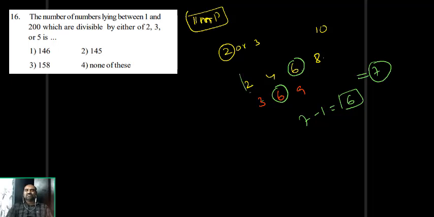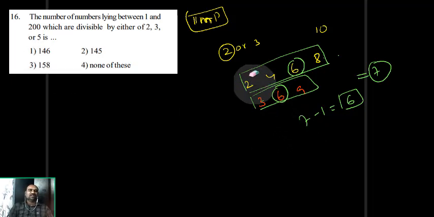Most of the students, what will they do? First of all, they will find the number of numbers which are divisible by 2, and the number of numbers which are divisible by 3. After that they will add all these numbers. But what is the mistake? They will count 6 two times. So we need to subtract that 6, meaning 7 minus 1. 6 is the correct answer.